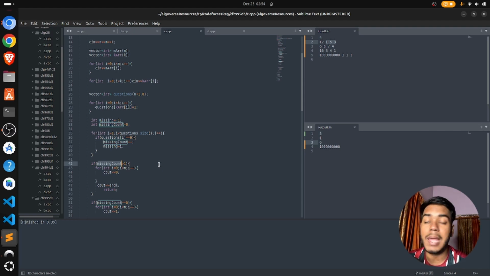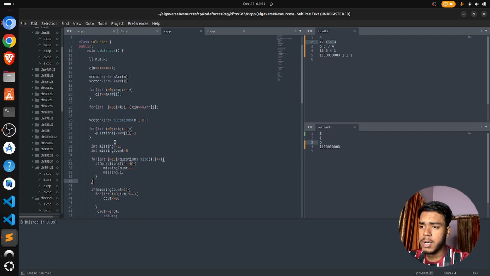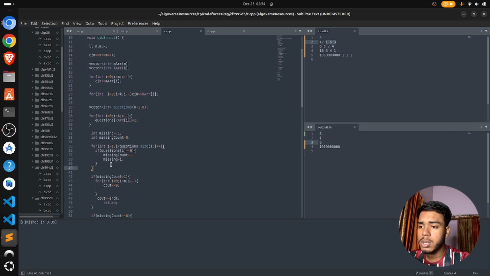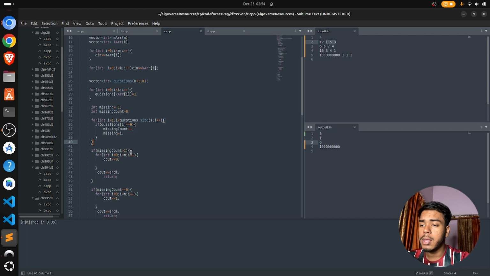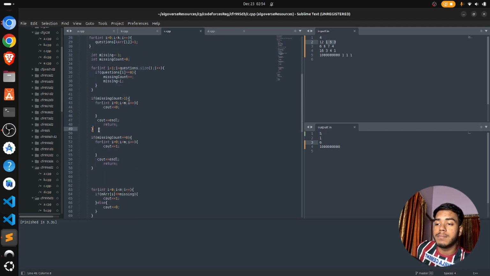So acceptable is n and n minus 1. If your missing count is greater than 1, then sorry, you are not allowed. You will fail instantly. In that part of the code, if missing count is greater than 1, iterate the loop till m and all outputs will be 0, as there is no chance.